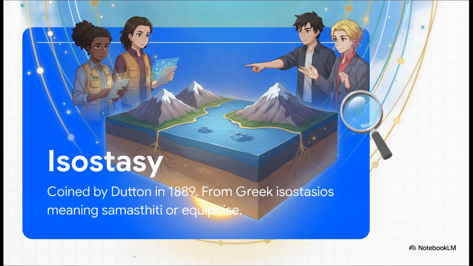It's a great word. It's derived from the Greek isostasios, which literally means in equipoise, or what's also known as samasviti. Basically, it describes this absolutely essential state of mechanical equilibrium across the Earth's crust. It's the hidden mechanism keeping our world perfectly physically balanced.